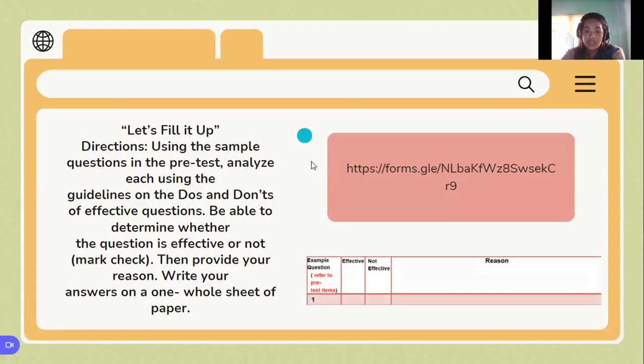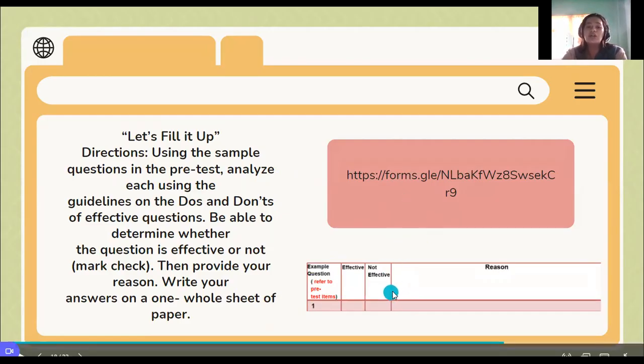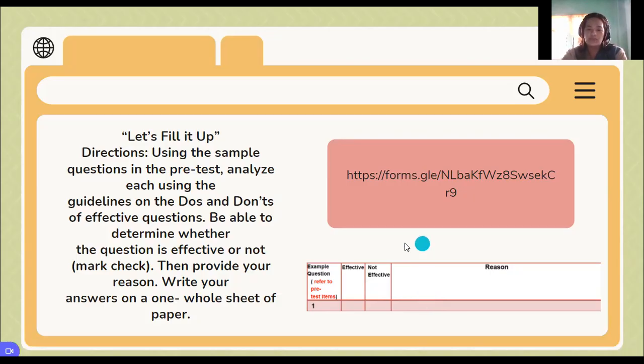Now, since we have discussed the do's and don'ts for writing a survey questionnaire, what you have to do here is to use the sample questions in the pretest, which was given earlier. Analyze each using the guidelines in the do's and don'ts of effective questions. Determine whether the question is effective or not. You just have to check the effective or not effective side, and then provide your reason. Why is it effective? Why is it not effective? You can write your answer on one whole sheet of paper and have your teacher collect it.